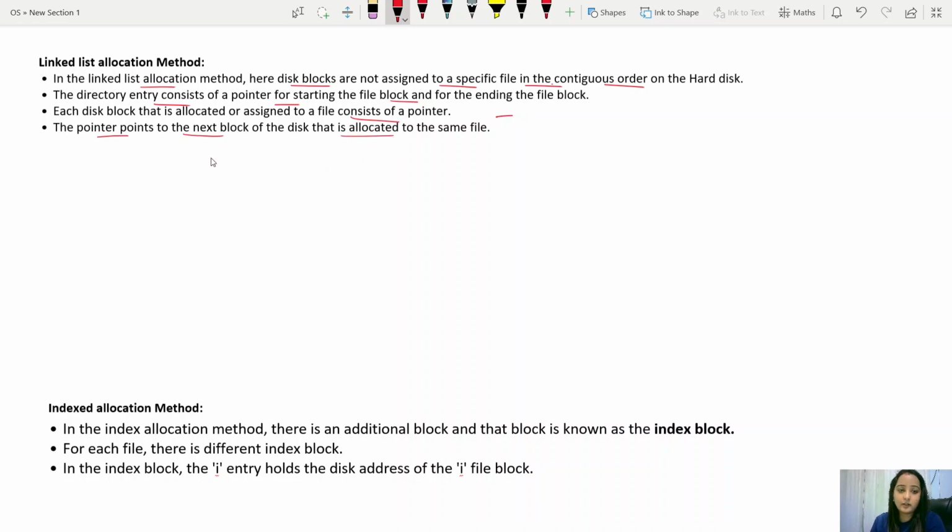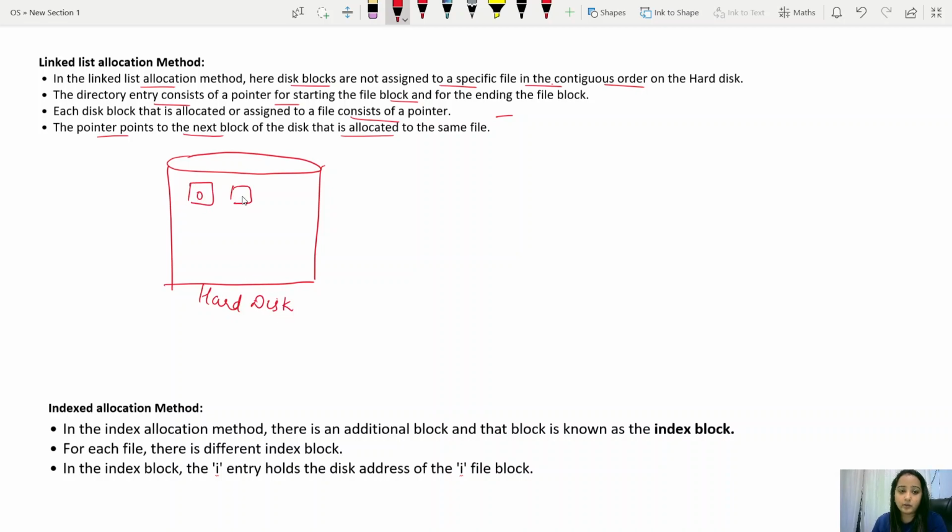Let's see with the help of an example how this method is implemented. Suppose I am having the hard disk, and the same blocks, but you can't have the restriction here that you have to allocate the blocks in a contiguous manner. So what is happening here?